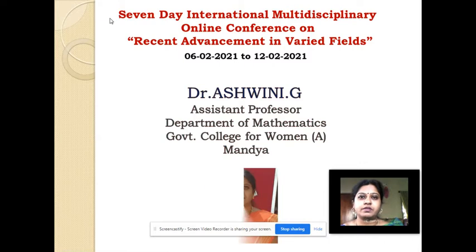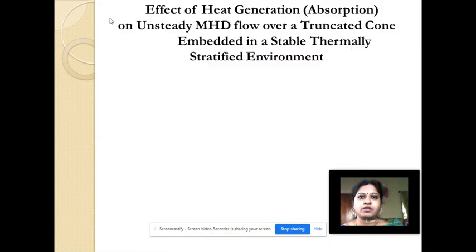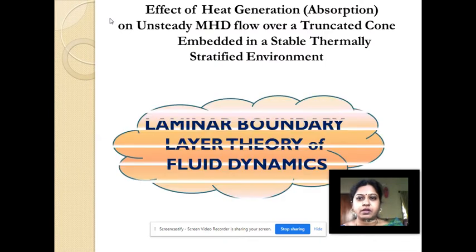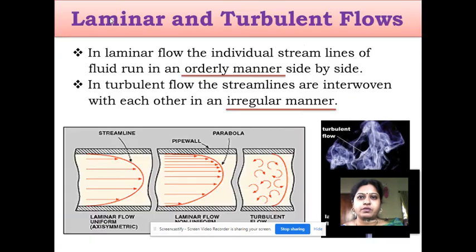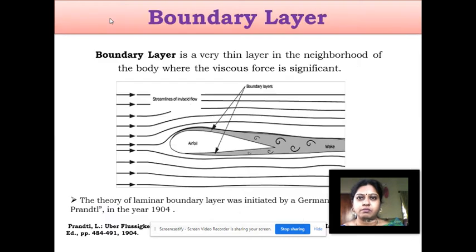Today I am presenting a paper, The Effect of Heat Generation Absorption on Unsteady MHD Flow over a Truncated Cone Embedded in a Stable Thermally Stratified Environment. So this belongs to laminar boundary layer theory of fluid dynamics. Before going to the paper, we shall see the laminar and turbulent flow definitions. In laminar flow, the fluid particles run in an orderly manner, whereas in turbulent flow, they run in an irregular manner.